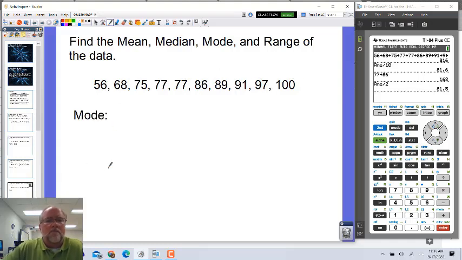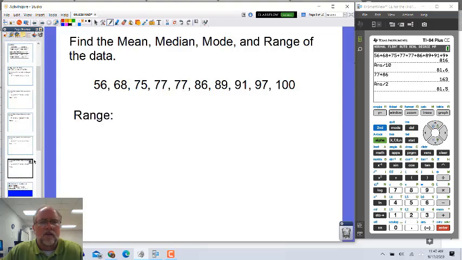So now let's talk about the mode. The mode is the one that occurs most often. So you look down your data and you find, are there any numbers that duplicate? And you find out that right here we've got 77. So our mode is actually 77. And we don't have any other numbers that double, so 77 is our mode. Okay, so we only have one mode in this set of data.